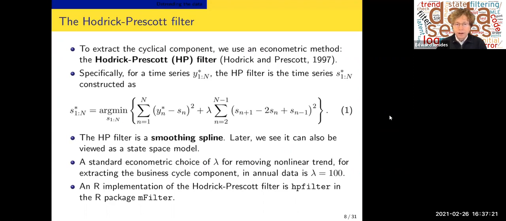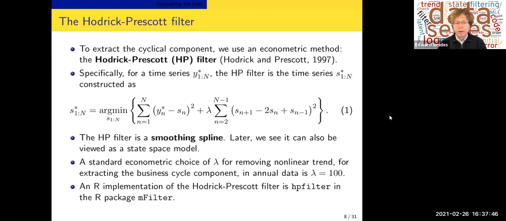In non-parametric regression, the HP filter is known as a smoothing spline. And we'll also see later in the course that it can be viewed as a state space model. Then you have to decide what value of lambda to take, and a standard econometric value for lambda for annual data is lambda equals 100. So we're going to use that.